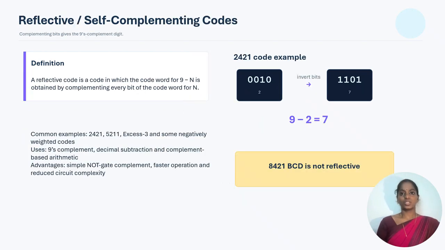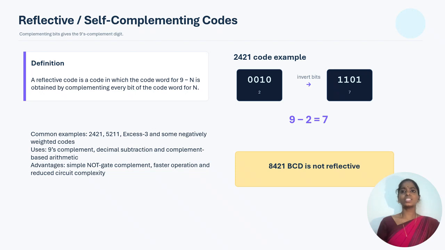Next, reflective codes. A reflective code is a binary code in which the code word for the nine's complement of a decimal digit is obtained by complementing every bit of the original code word. Reflective code is also called self-complementing code. Complementing means if the bit is 0, then it is 1. If the bit is 1, then it will be a 0. For decimal digits, the complementary pairs are: if the decimal digit is 0, the nine's complement digit is 9. If the decimal digit is 1, then the nine's complement digit is 8.